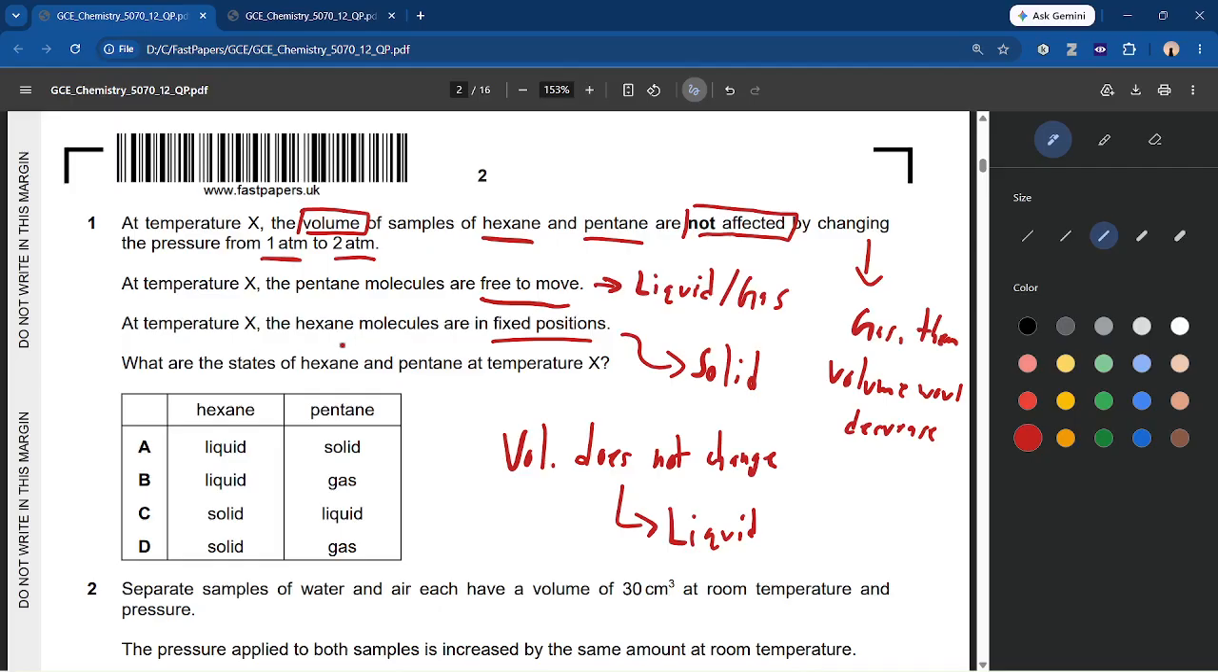So keeping all that information in mind, we're going to look for temperature X, the pentane molecules are free to move. So we're looking for either liquid or gas. So for that we can cut A off, there we go. Next we're looking for hexane, which will be solid. So we can cut off this as well. And because we know that volume isn't changing, then we know pentane is a liquid, and so your answer is going to be C. Right, very simple, nothing too complicated.